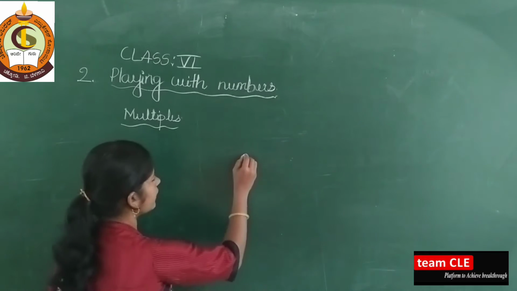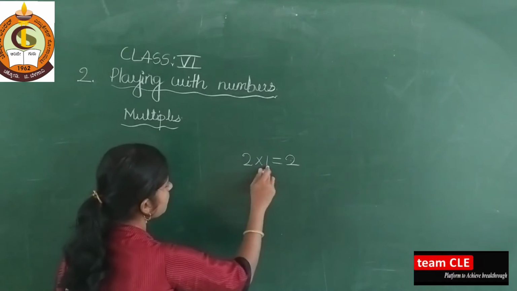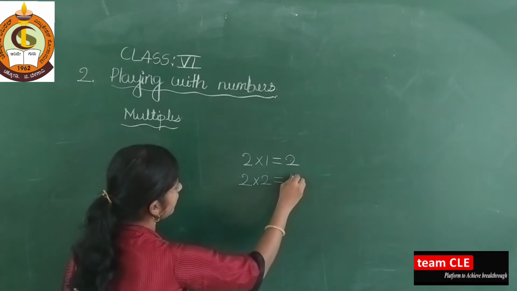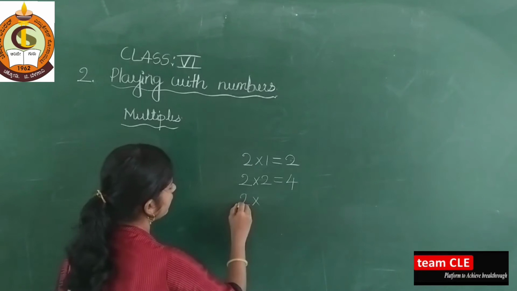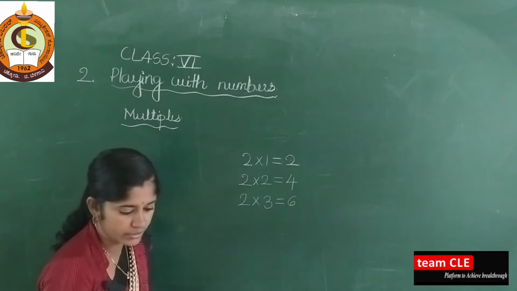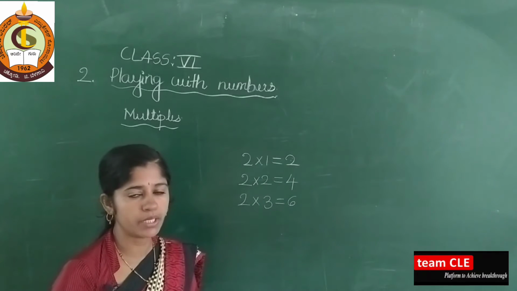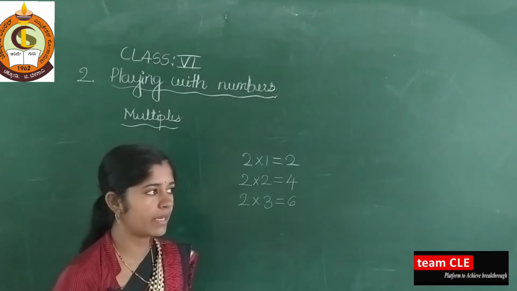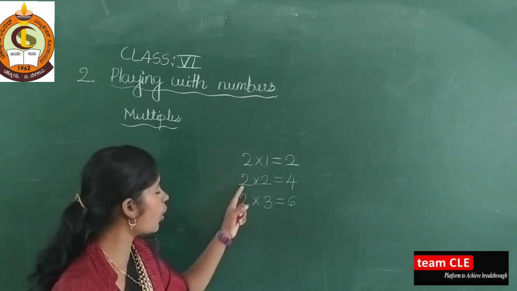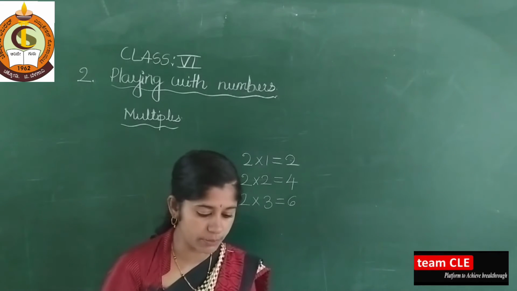For example, you take here 2 and multiply with 1. So 2 ones is 2, 2 times 1 is 2. Again you take 2 and multiply with 2, you will get 4. Again you multiply 2 into 3 and you will get the answer 6. When two or more numbers are multiplied, the product is called multiples. Keep in your mind, if it says multiples, you need to write their tables. When two or more numbers are multiplied, the product is called the multiple of the number.